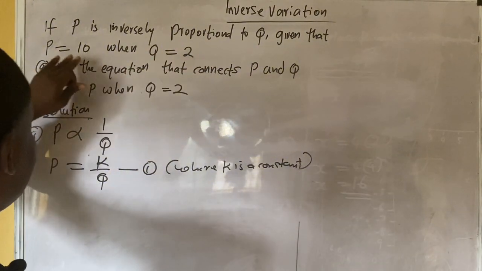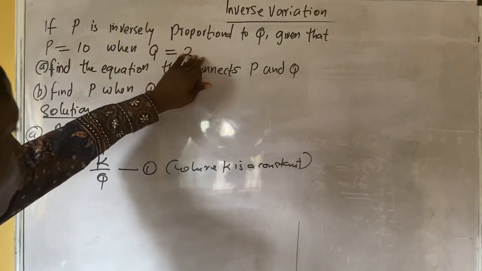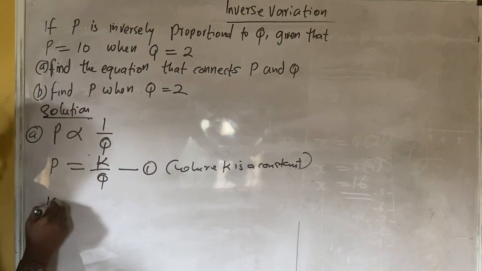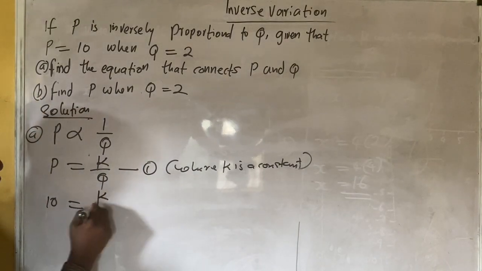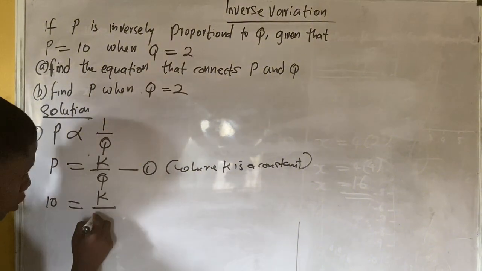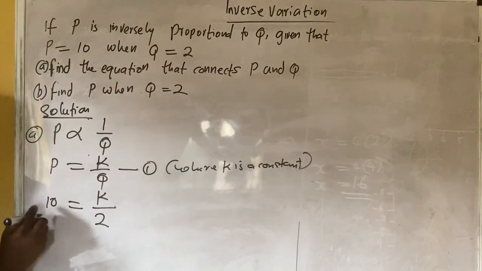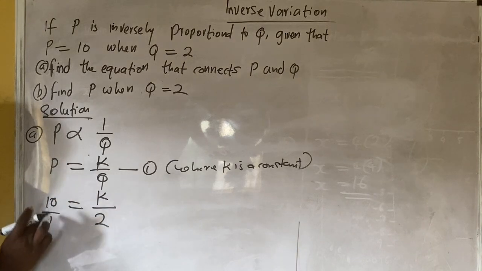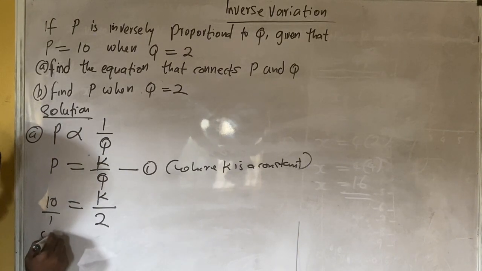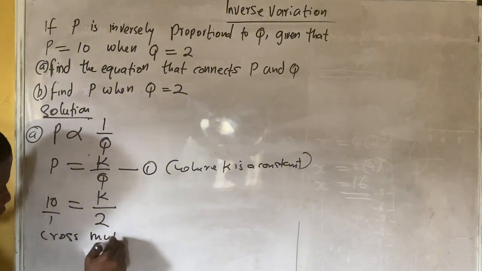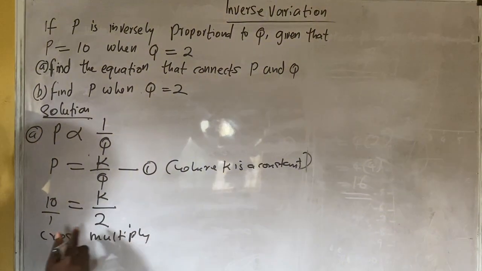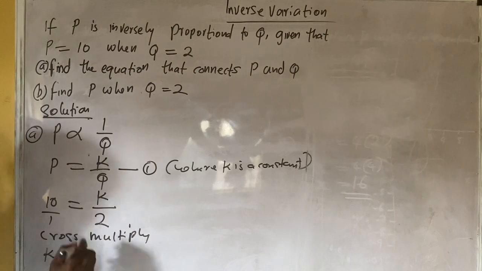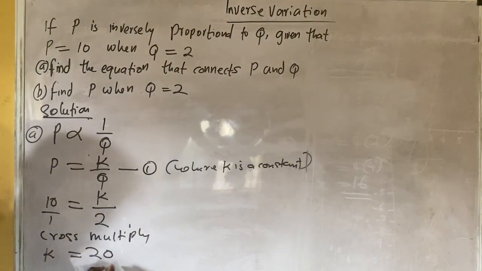So we are told that P is equal to 10 when Q is equal to 2. So let's find our constant, okay? So our P is 10, which is equal to K over Q, which is 2. So from here we can find our constant. This is 10 over 1. So cross multiply. So we're going to have 1 times K is K, which is equal to 10 times 2, which is 20.